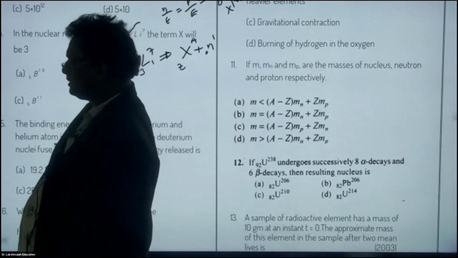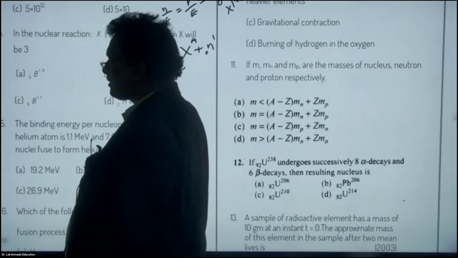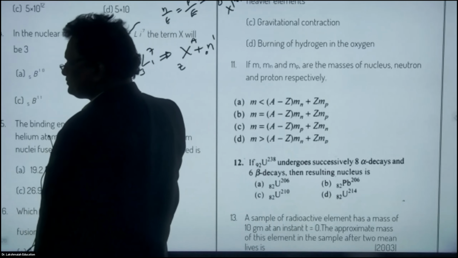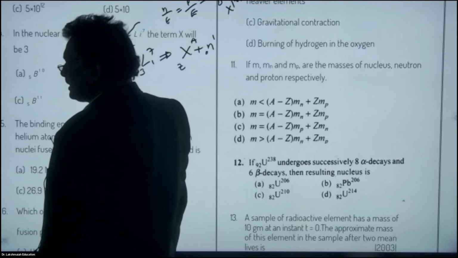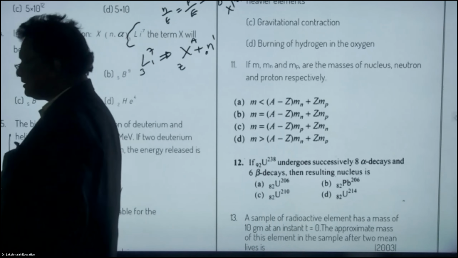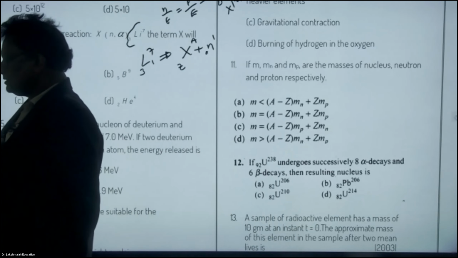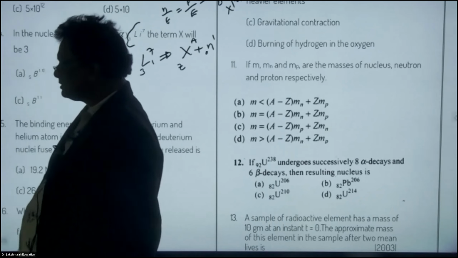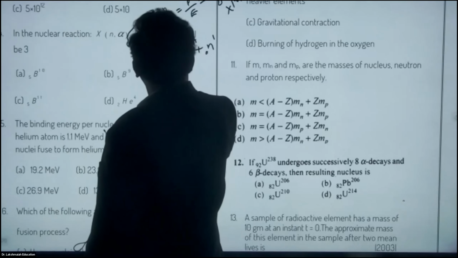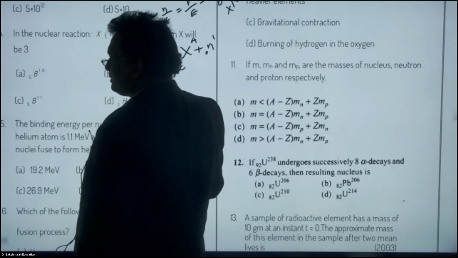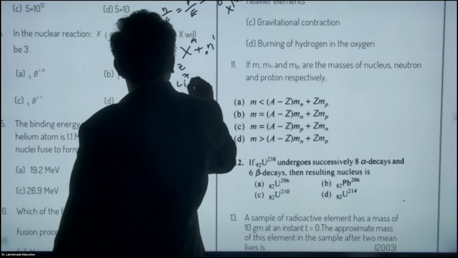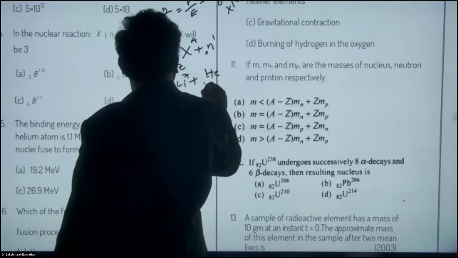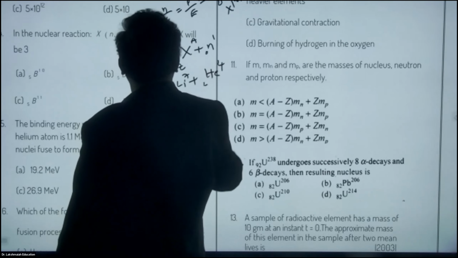So how to find this? How many lithium are there? That is 3. 3 are there, no? So this we can write like this: 3 lithium 7 plus alpha particle 2 4.